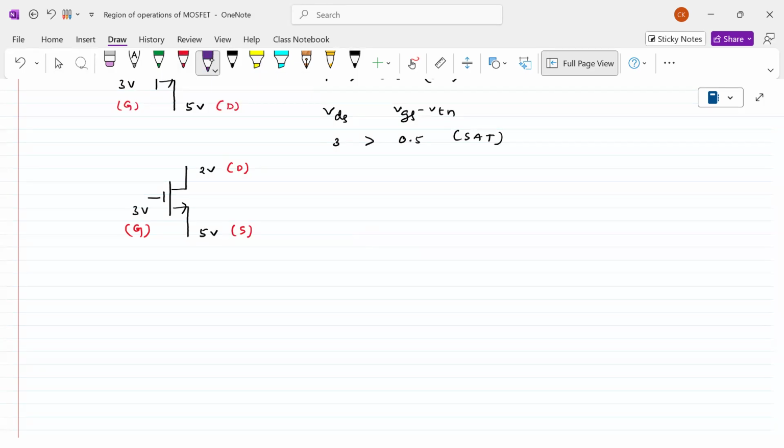Cutoff, linear, saturation. Which one? It is in cutoff, right? What is the condition to say which region of operation? VGS we have to calculate and VTN we calculate. What is the VGS here? Gate potential is at 3, source potential at 5, and this is 0.5. This is minus 2. This is 0.5, which is less than.